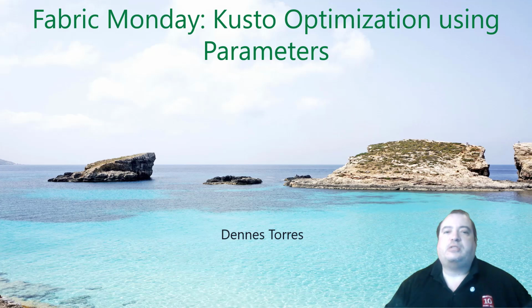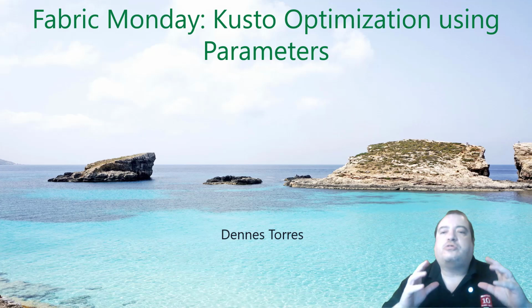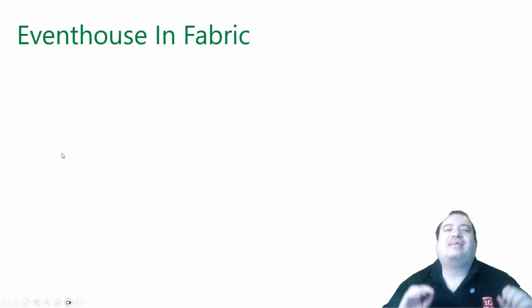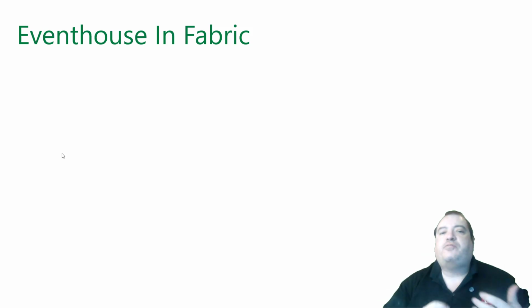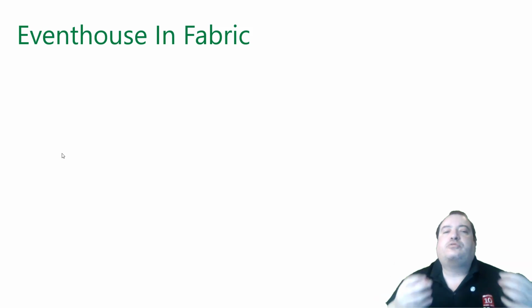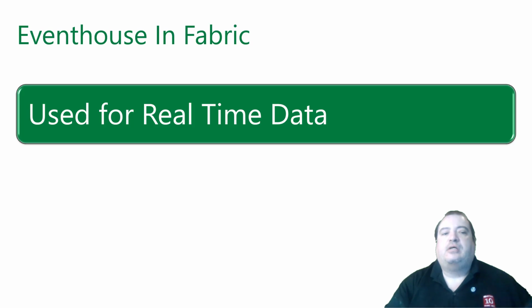Welcome to Fabric Monday. Today we'll talk about Kusto optimization using parameters. What exactly am I talking about? I'm talking about Eventhouse. Eventhouse in Fabric contains Kusto databases. These are used for real-time data ingestion. We usually need them for real-time.